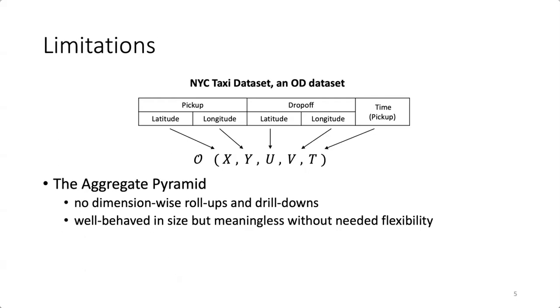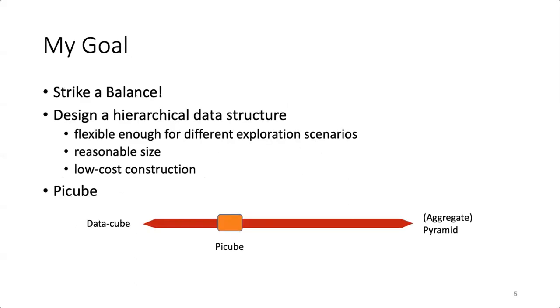In this scenario, an aggregate pyramid is equally not helpful, as aggregating these 5 dimensions together doesn't offer the necessary flexibility for dimension-wise roll-ups and drill-downs. Although the aggregate pyramid is well-behaved in size, it's meaningless without our needed flexibility. So now, I want to strike a balance between these 2 kinds of approaches. Design a hierarchical data structure that is flexible enough for different exploration scenarios with reasonable size and low-cost construction.